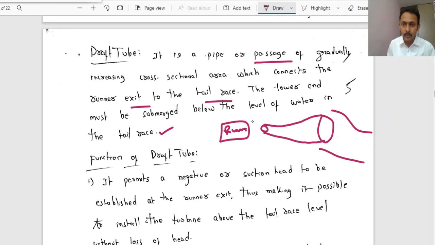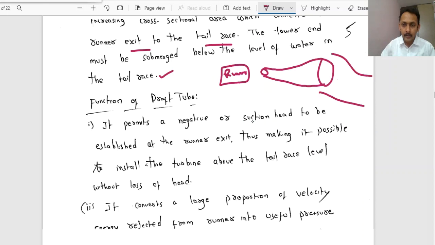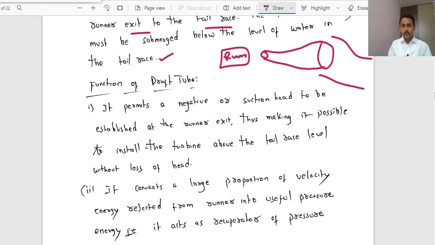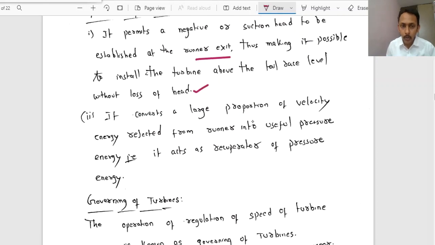So this is the draft tube, and it is going to permit a negative or suction head to be established at the runner exit, and this makes it possible to install the turbine above the tail race level without any loss of head. And it is going to convert a large proportion of the velocity rejected from the runner into useful pressure energy. That is, it acts like a recuperator of pressure energy.